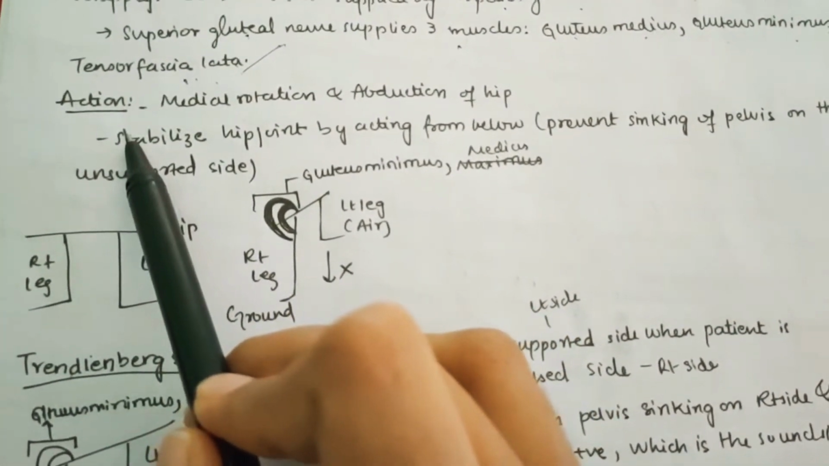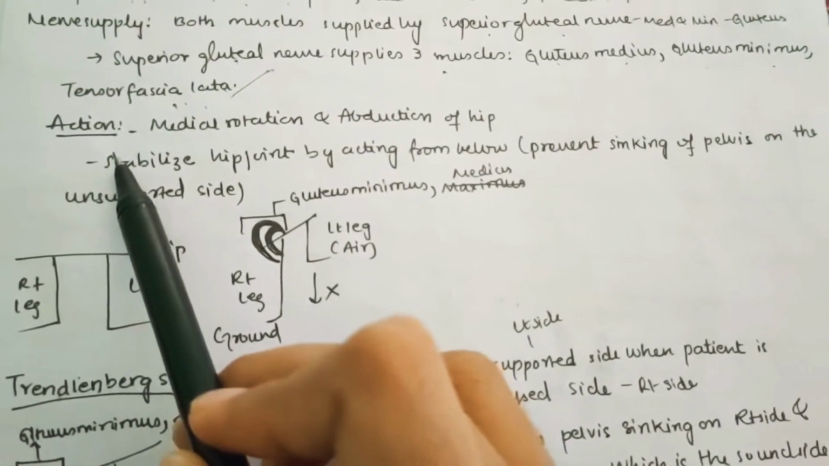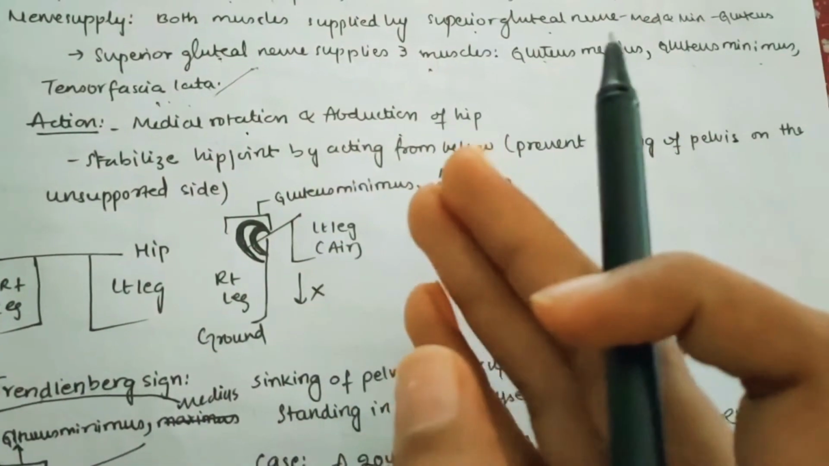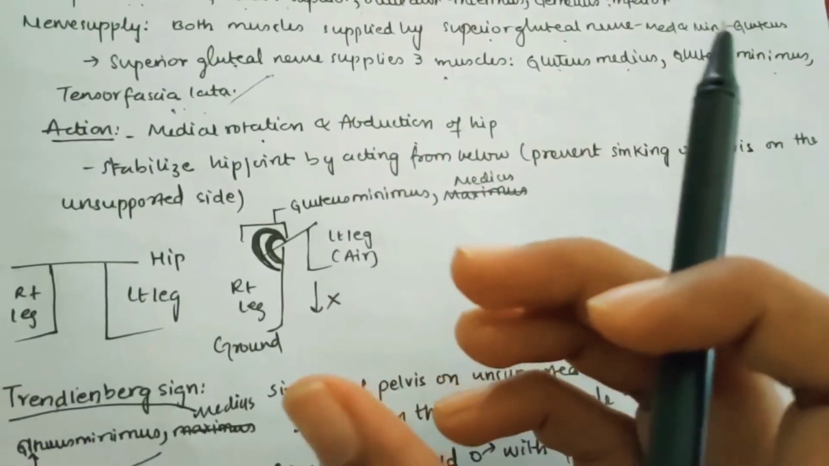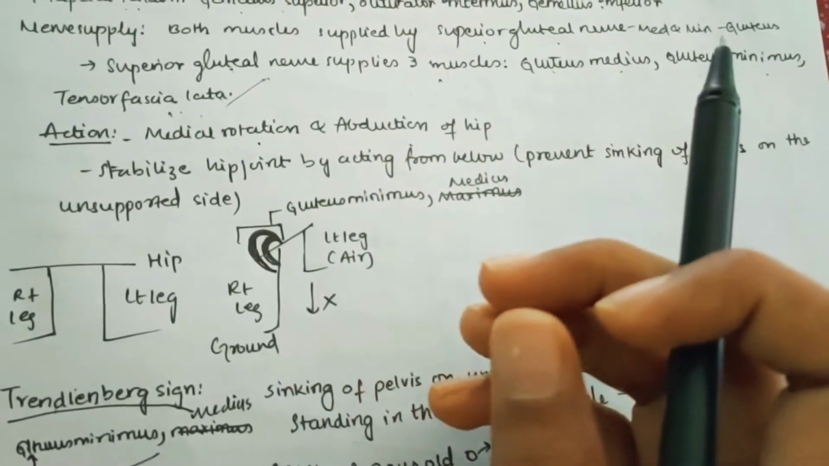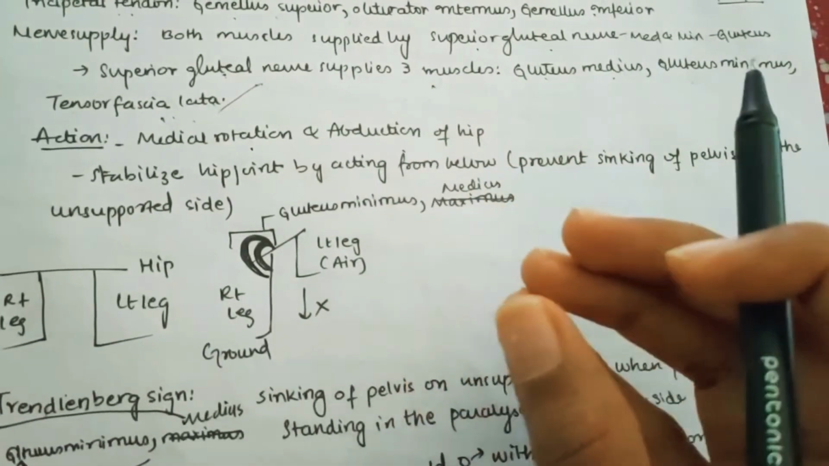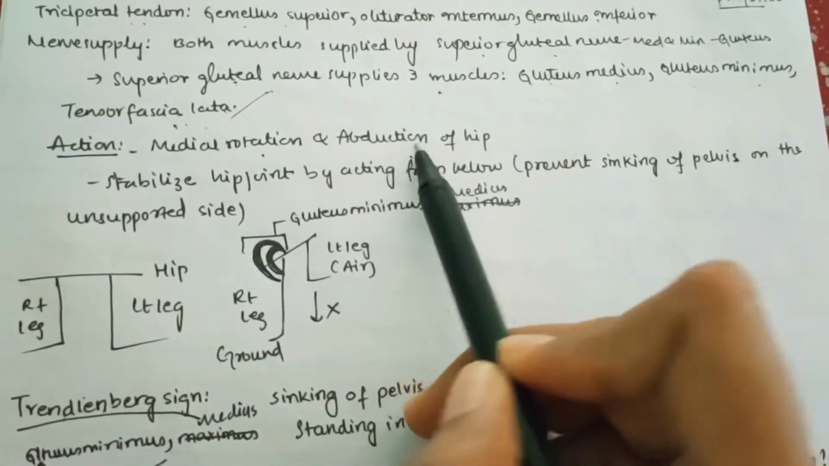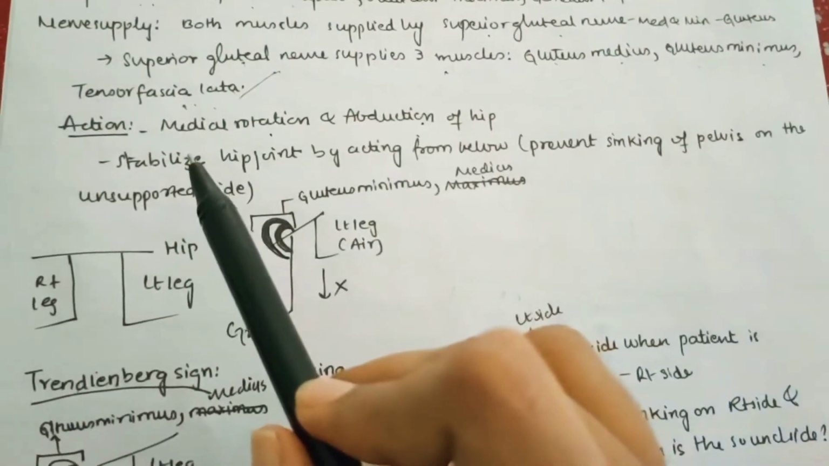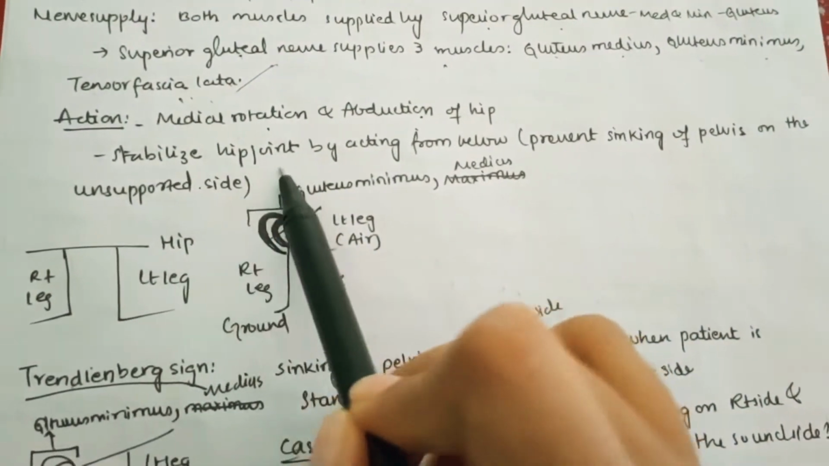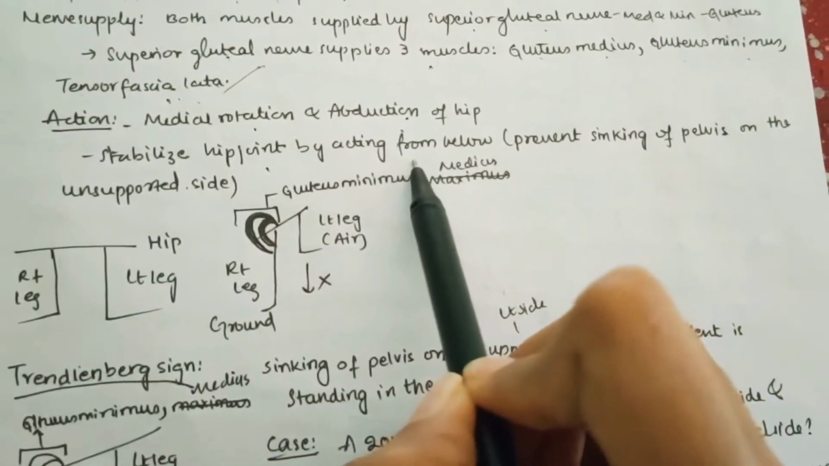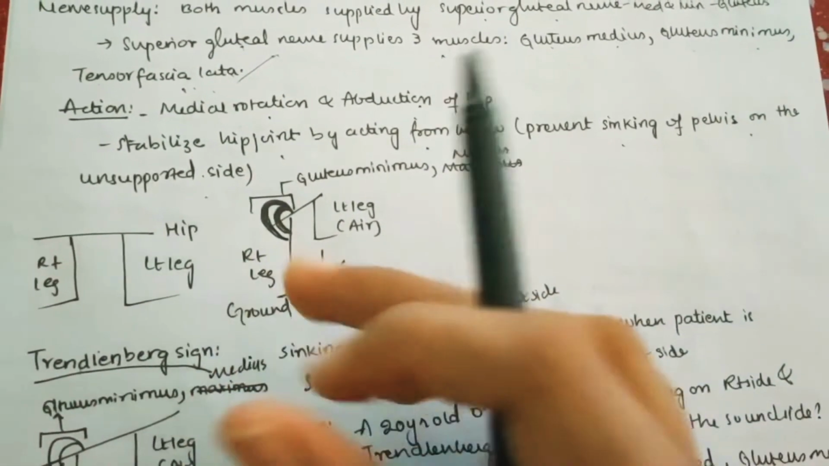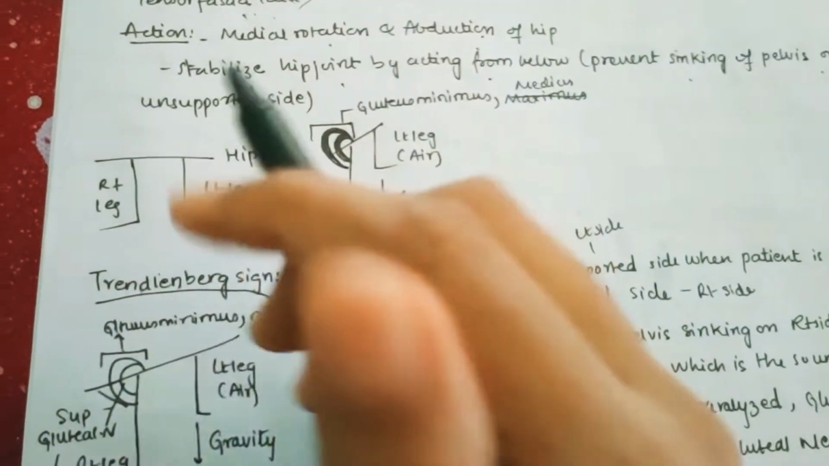So now let us see what is the main action of our gluteus medius and minimus. Both muscles are useful for medial rotation and abduction of the hip. Medial rotation means bringing the thigh towards the medial side, and abduction means bringing the hip away from the midline. They also have another function: they stabilize the hip joint, mainly acting from below, and prevent the sinking of the pelvis on the unsupported side.